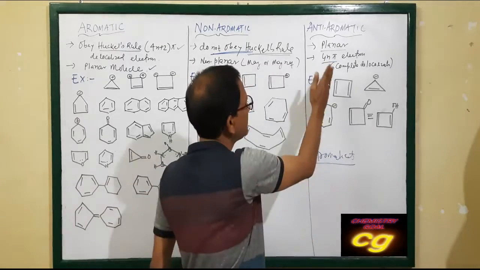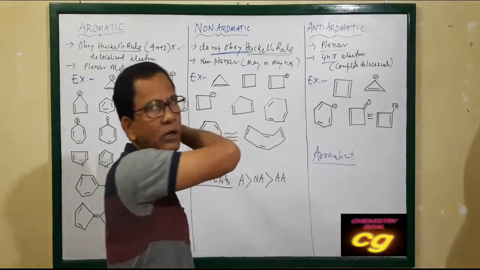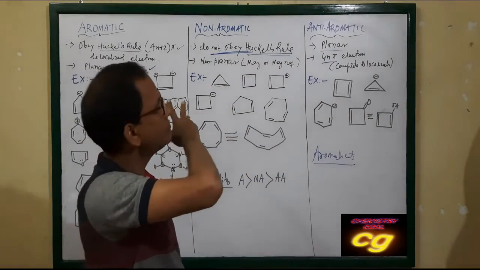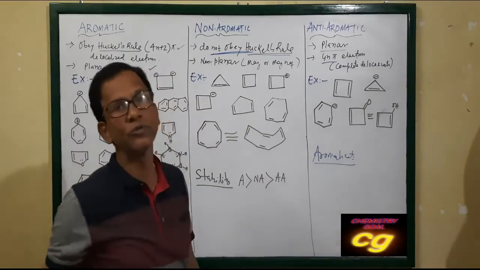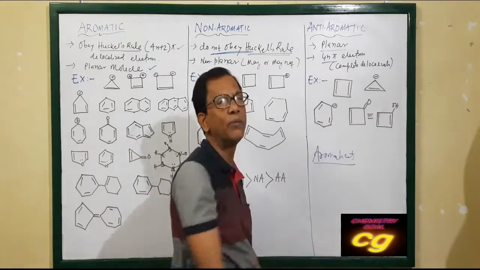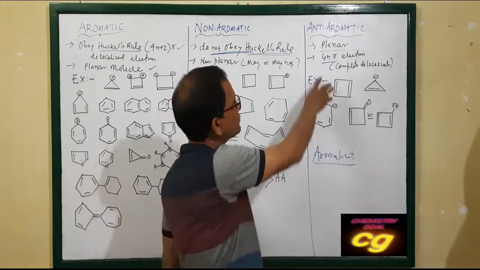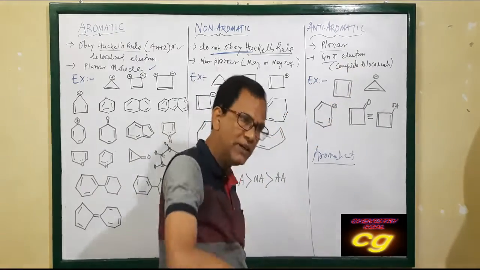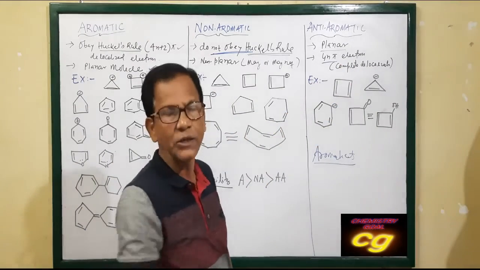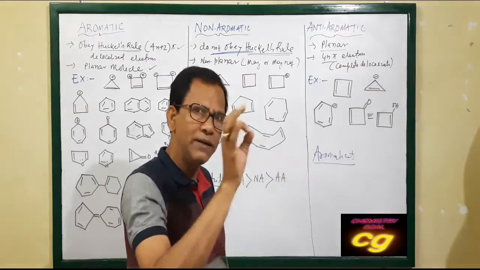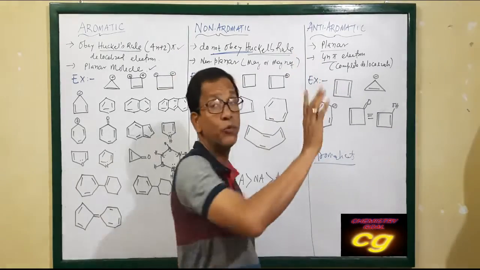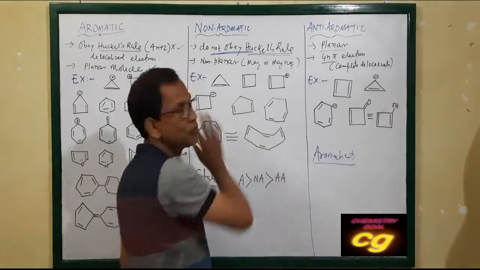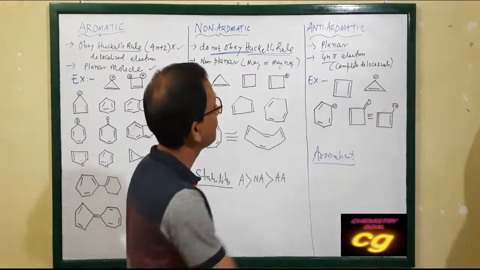So anti-aromatic means it is not obeying Huckel's rule. Huckel's rule is 4n plus 2 pi, but it contains 4n pi electrons, and these 4n pi electrons are also completely delocalized. It is completely delocalized, but the number of electrons is 4n pi, not 4n plus 2 pi. That's why it is called anti-aromatic.